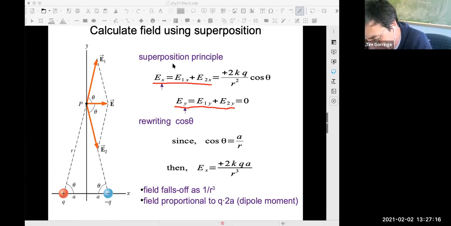So I just filled in from the prior slide, I didn't write it all out, E1x and E2x. Now, E1x was kq over r squared times cosine theta, and E2x was actually the same thing, kq over r squared cosine theta. And so we just get this little expression here.